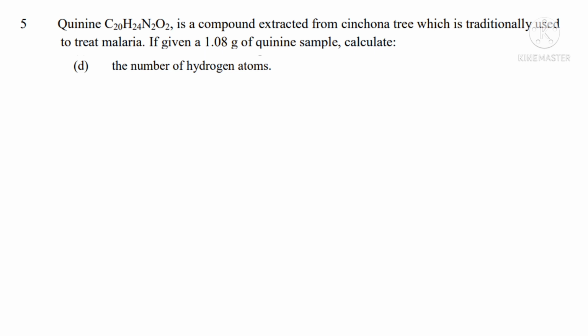We move on to look at question number 5D. Again, for question number 5D, we can solve these questions in 3 steps because we are being given quinine, asked for hydrogen atoms. So given A, asked for B. So step number 1, based on what is being given to us, the mass of quinine sample, we then can find the number of moles of quinine.